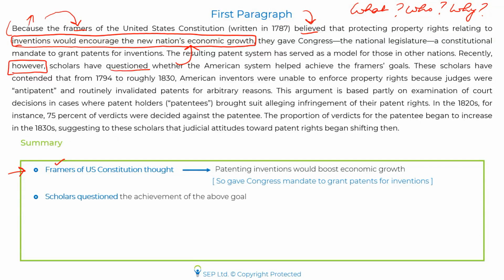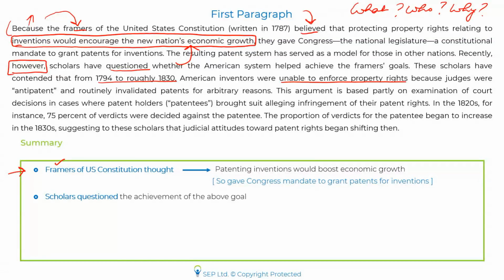All right. So scholars have questioned the achievement of the goal. These scholars have contended. So now the author is going to tell us what these scholars have said while questioning the achievement of that goal. Let's see. These scholars have contended that from this period to this period, American inventors were unable to enforce property rights. So that is why they believe that this entire system of patent failed to achieve economic growth, because they believe that American inventors couldn't even enforce this property right.